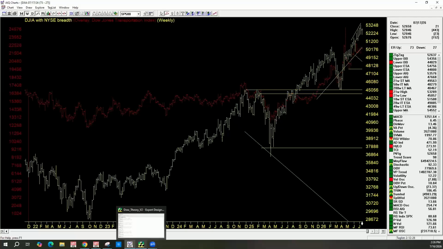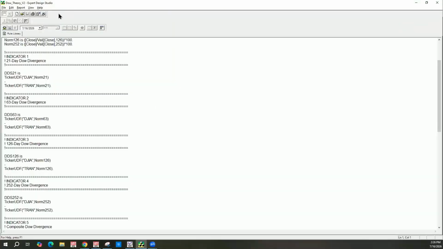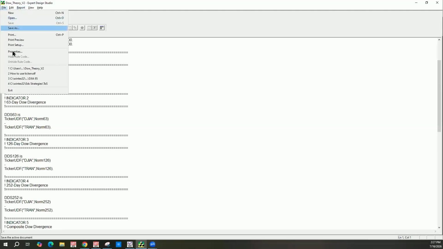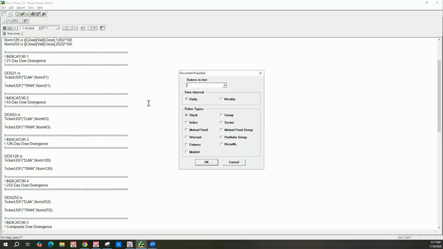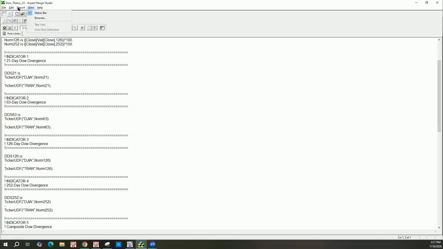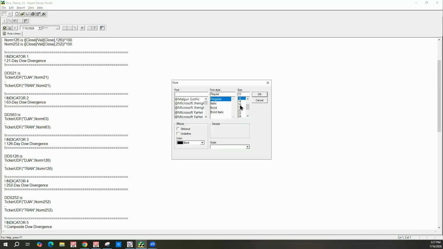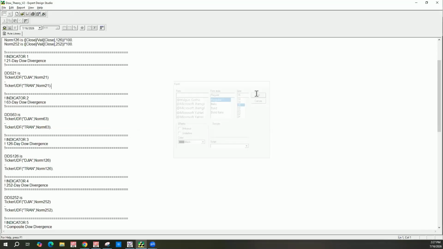So first off, let's backtrack here, and I'll pop into Expert Design Studio. Let me just blow up the font on this a little bit. Oops, wrong place. Haven't done this for a while. Change the font in here. I just want to make it a little bigger so we can see it better.